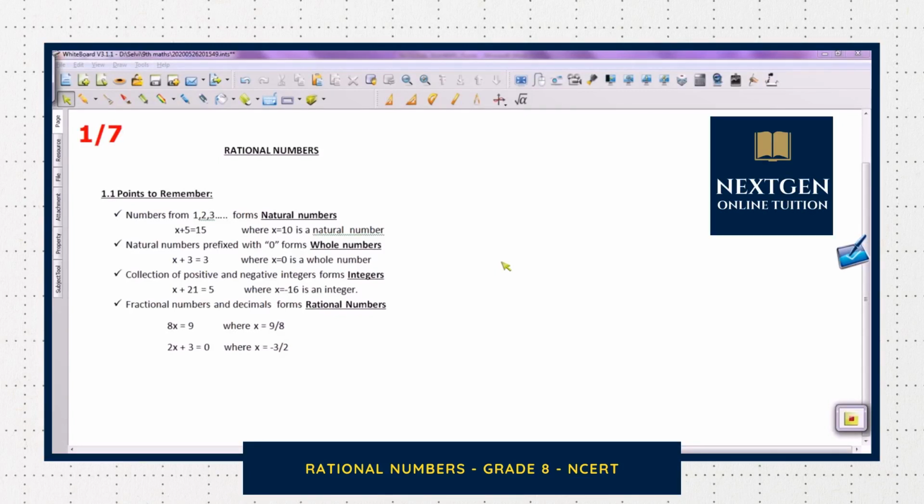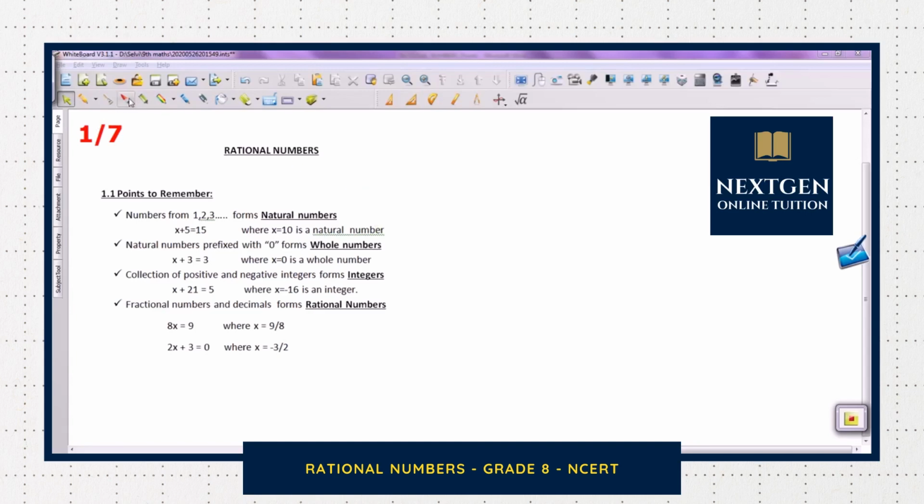Let's explore our fresh topic, rational numbers. So, what is a rational number? Before going to rational numbers, we need to have the basics of some of the other numbers like natural numbers, whole numbers, integers, right? What is a natural number?